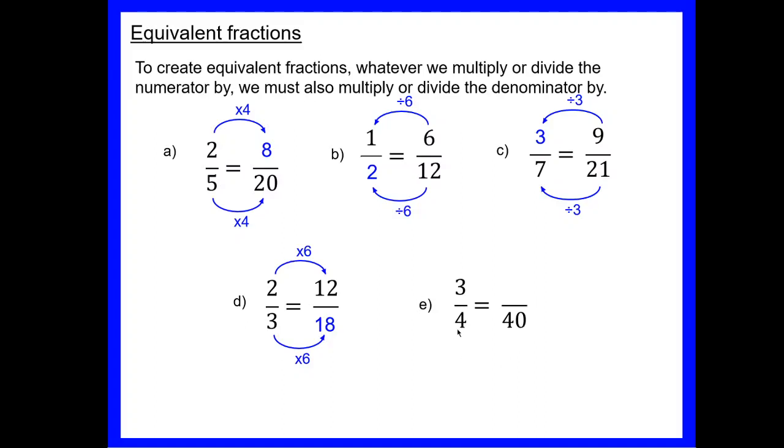And our final one then, this time again, we're going from the smaller value to the bigger one. So we're going to compare the two that we have together. So to get from 4 to 40, we would have to multiply it by 10. So we're going to do the same to the numerator. 3 times 10 is 30. So if we want to find an equivalent fraction, and we know either the new numerator or the new denominator, we can find the equivalent fraction by multiplying or dividing the numerator and denominator by the same value.